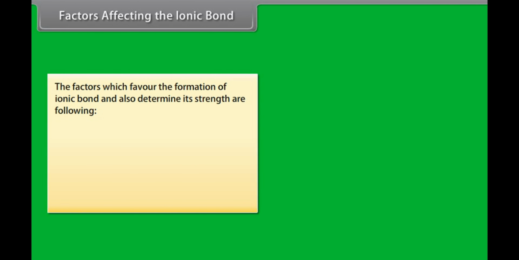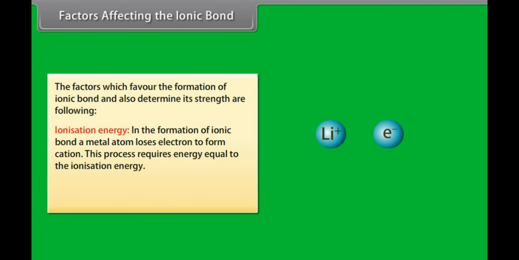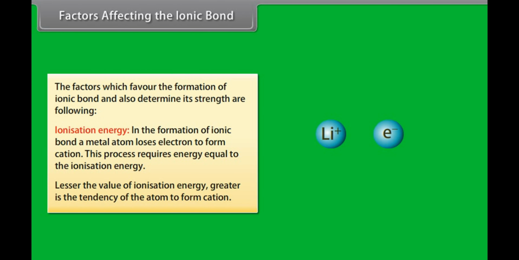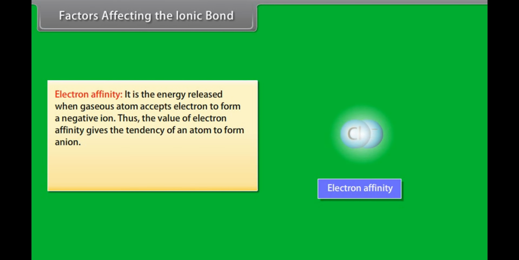Factors affecting the ionic bond. The factors which favor the formation of ionic bond and also determine its strength are following. Ionization energy. In the formation of ionic bond, a metal atom loses electron to form cation. This process requires energy equal to the ionization energy. Lesser the value of ionization energy, greater is the tendency of atom to form cation. Electron affinity. It is the energy released when gaseous atom accepts electron to form a negative ion.